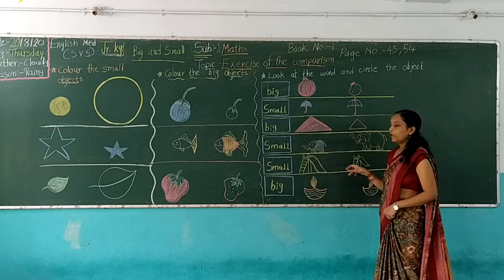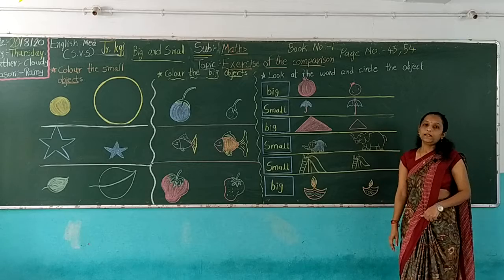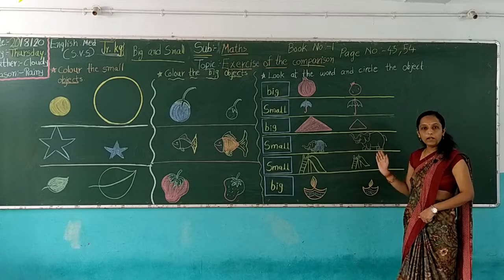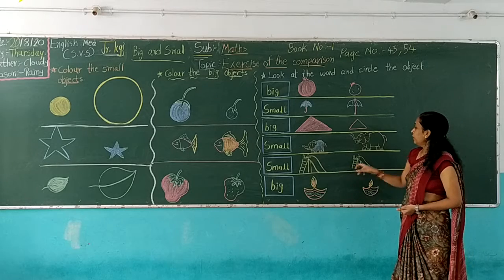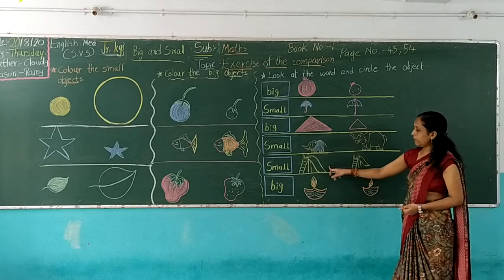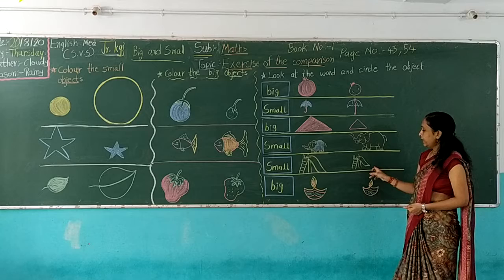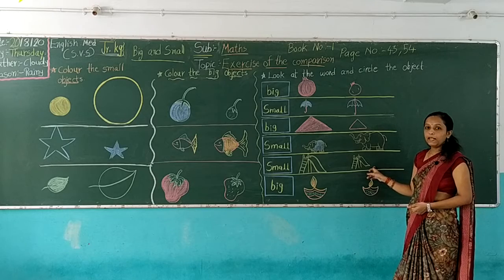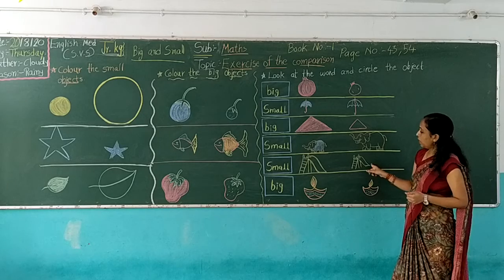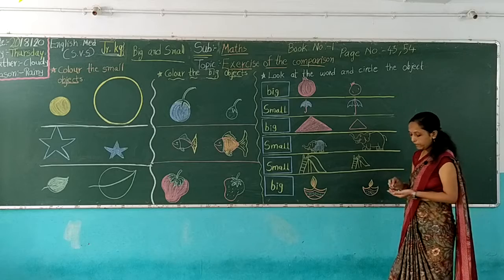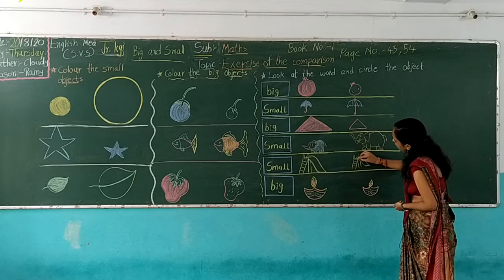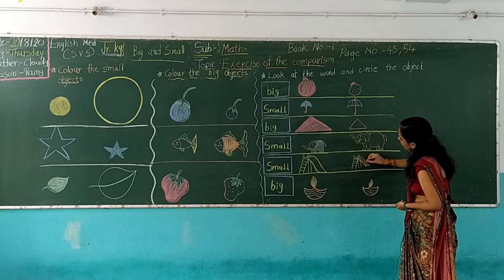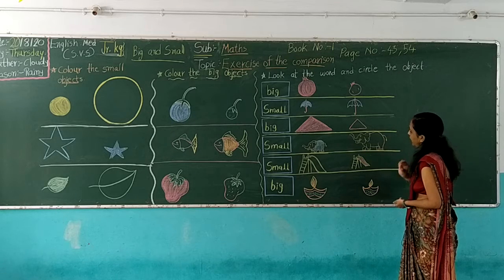So here I drew two slides. One is big and the other one is small. So which slide is small? This? No. This? Yes. This slide is small. So color only the small slide.